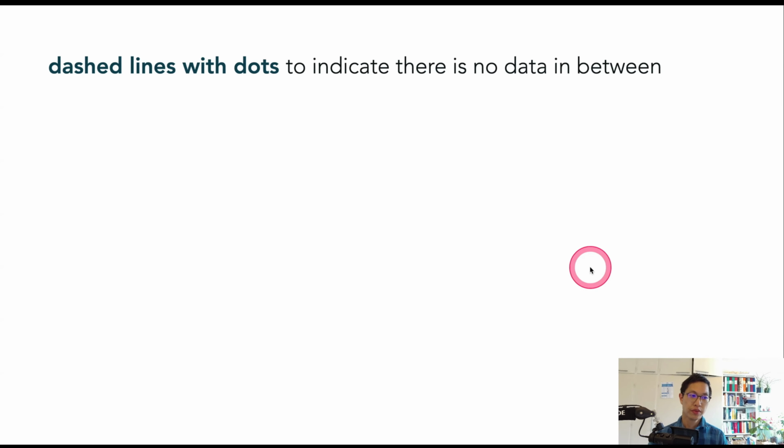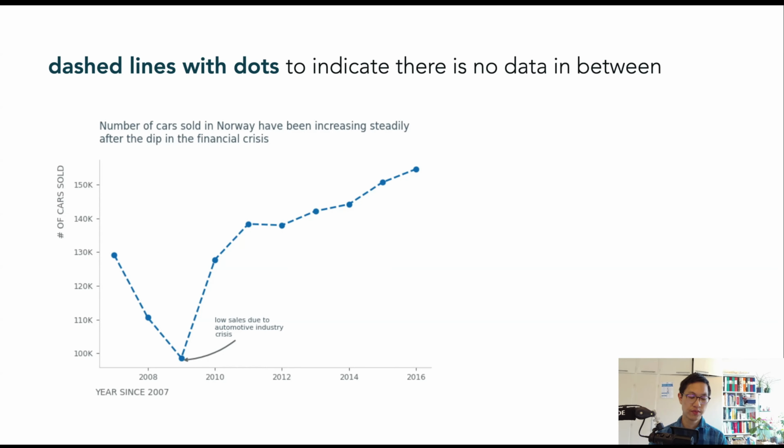For example, here, we could use dashed lines with dot to indicate that there's no data in between. No data between the dots. We could do like this. So this means that we have a trend, but the data points are each year. So we don't have data in between. That's why we use dashed lines. And you can see here's the annotation. With this, I would like to say that I'm finished with this graph.